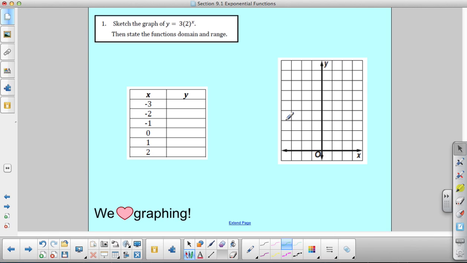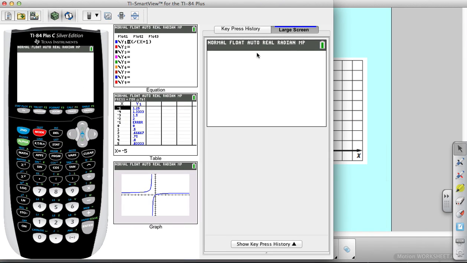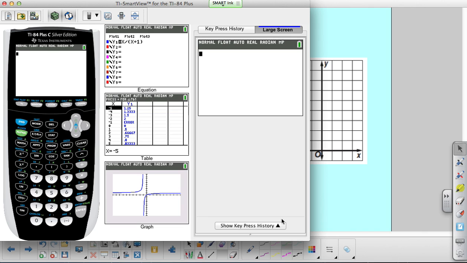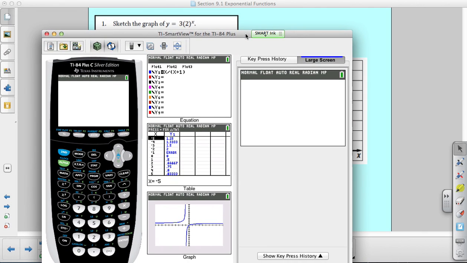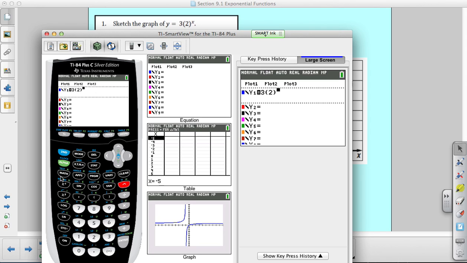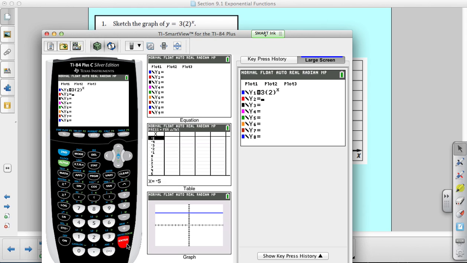And just like we did with square root functions, you can go ahead and graph this on your calculator and get the values from the table. In this case, I'm just going to move it so I can see my function a little better. I'm going to go to y equals like I have in the past, and I'm going to enter 3 parentheses 2 to the, so the little caret, to the x. Okay, there's my function entered in.